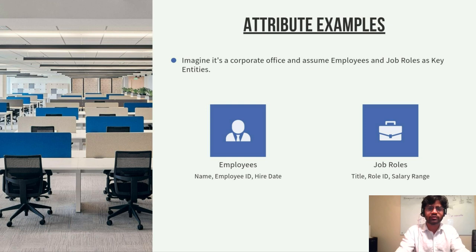Yeah. So let's understand attributes very briefly. Before that, let's imagine a company. Within this company, there are people. Let's call them employees, and the job roles that define what each person does. Now let's talk about the attributes, which are the properties that describe the entities. The employee entity might have attributes like employee ID, name, hire date, etc. And the job role entity could have attributes like role ID, title, salary range, etc. These descriptive details are what we refer to as attributes.